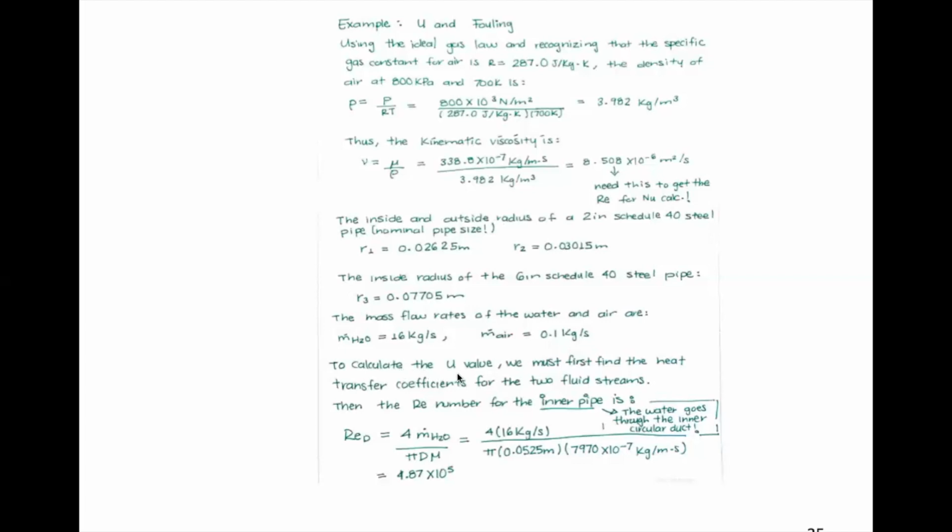To calculate the overall heat transfer value, we must first find the heat transfer coefficients for the two fluid streams. Then we need the Reynolds number for the inner pipe. Remember, the water goes through the inner circular duct. So 4 times the mass flow rate of water, I'm using the Reynolds number for mass flow rate that I gave you in your notes, divided by pi times the diameter, multiplied by the viscosity. That gives us a Reynolds number of 4.8 times 10 to the 5.